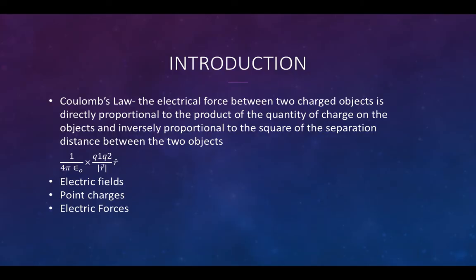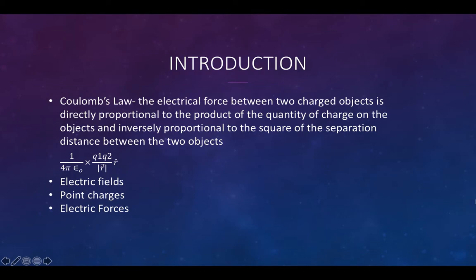So basically, these are some of the important things in this lab. We've got Coulomb's law, which is the electrical force between two charged objects, and it says that it's directly proportional to the product of the quantity of charge in the objects, and inversely proportional to the square of the separation distance between the two objects, which basically means charged objects, we liken each other, you know? And anyways, this is the formula for Coulomb's law right here.